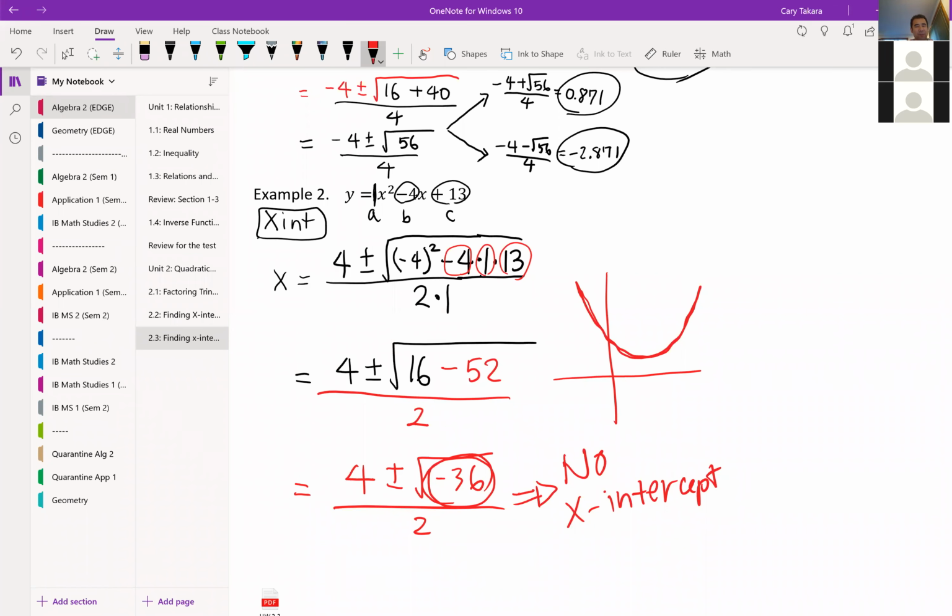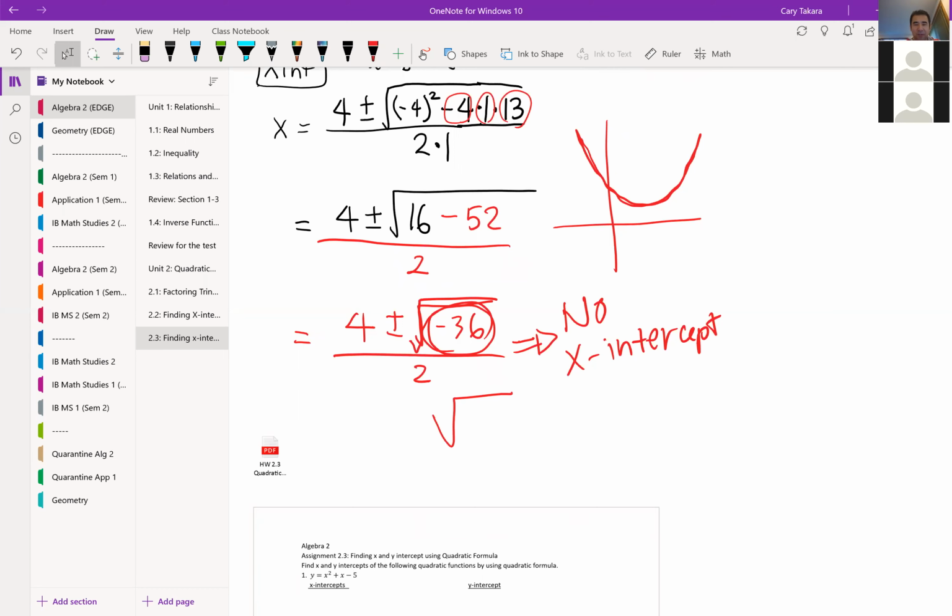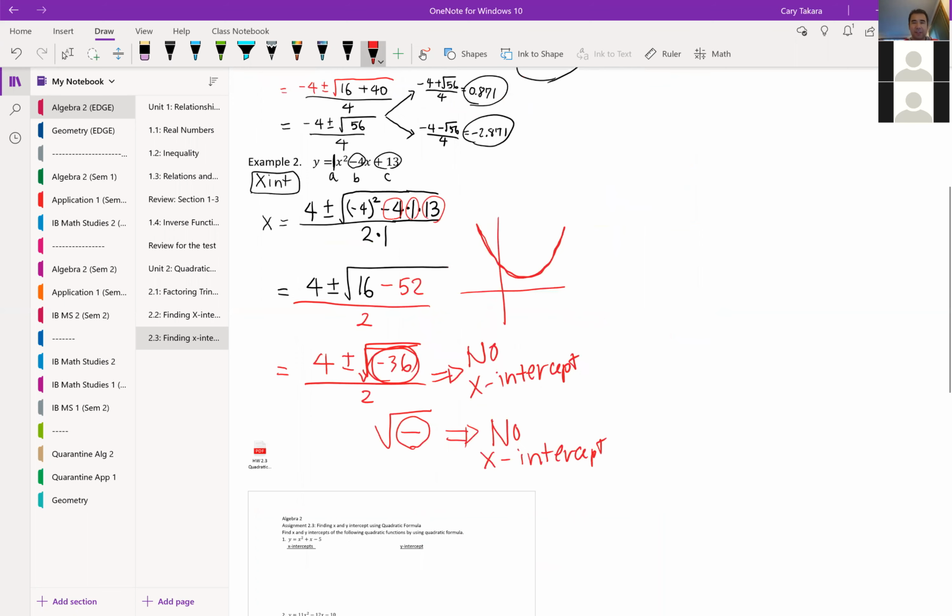So whenever you get the square root of a negative number, it means that there is no x-intercept. Okay, so I want you to remember that. Lastly, we can still figure out the y-intercept though.